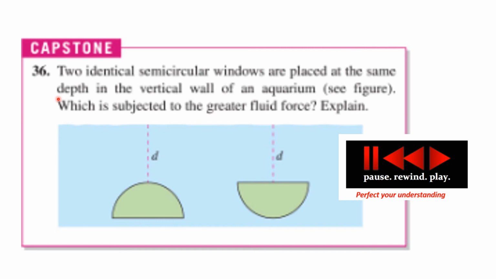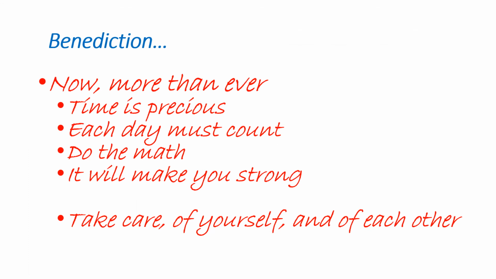Now this is called a capstone, but this is a problem that I have asked on exams before. Two identical semicircular windows are placed at the same depth in a vertical wall of an aquarium. So this is a window and this is a window. Which is subjected to the greater fluid force? And not only guessing the one on the left or the one on the right, I'm asking you to explain your answer. You know what to do. And we're not going to talk about that, but you should ponder that.